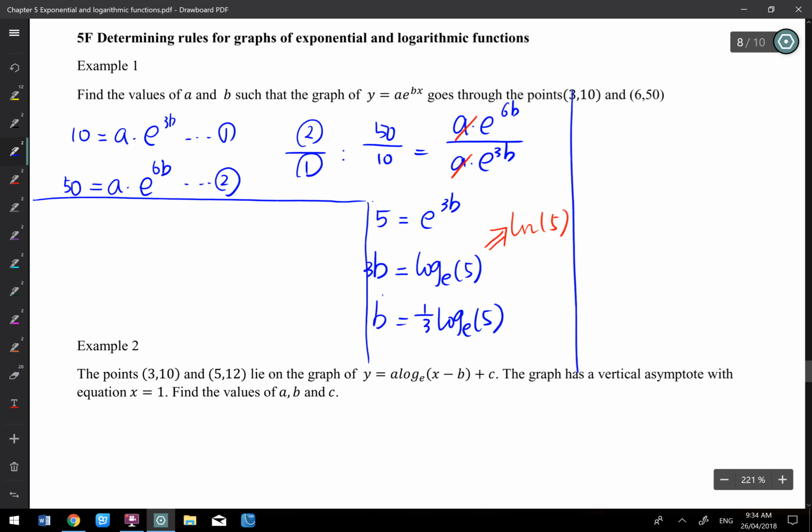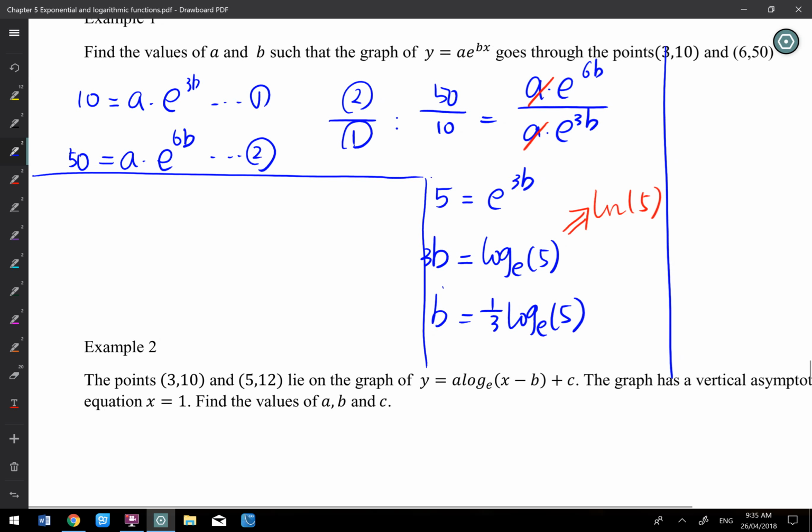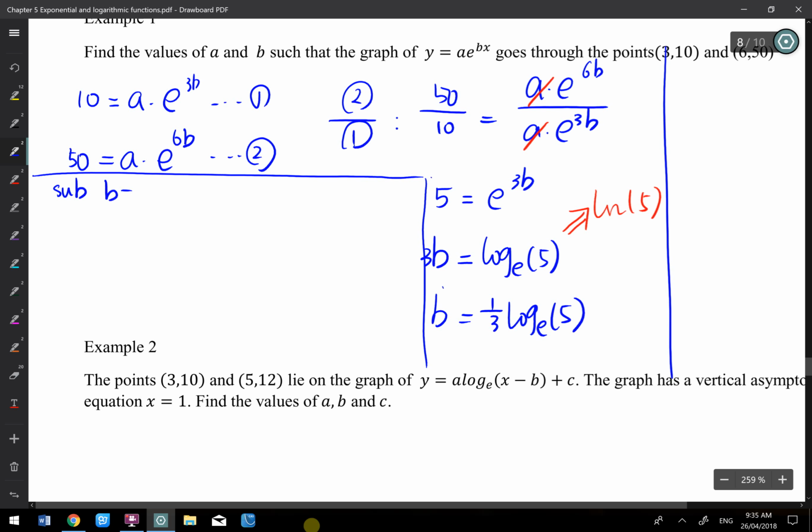Okay, we find b, then we're trying to find a as well. We can sub b into any equation now to find the value of a. So we sub b equals a third log e5, which you can also write as log 5. I'll sub that into equation 1.